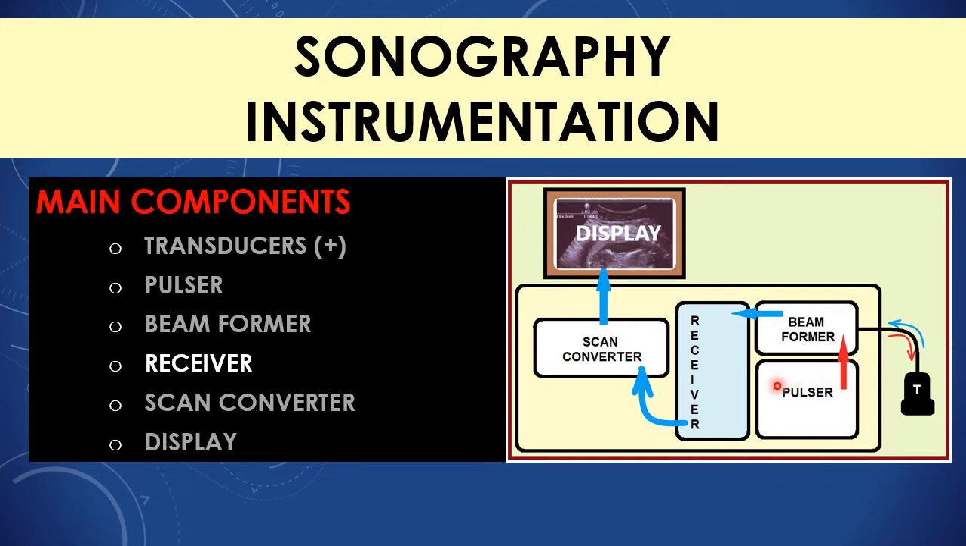The pulsar is sending the electric voltages, and they are determined. In the pulsar, we have the PRP, PRF control, the output power control, and the frequency selection coming out from the pulsar. And then the electric voltage is given to the beamformer. The beamformer will do the steering of the beam, the focusing of the beam, and the apodization. After that, this electric voltage is given to the transducer.